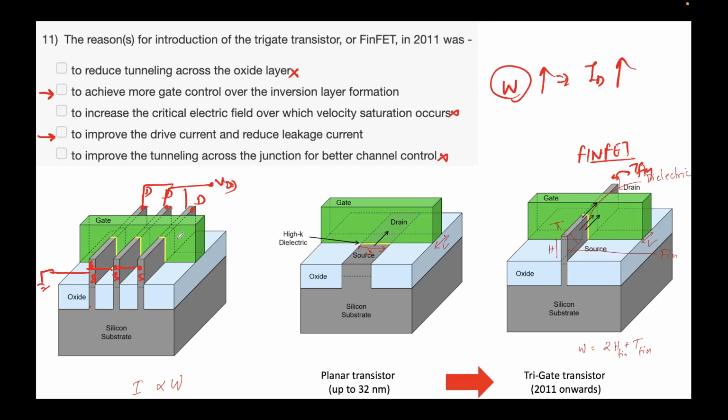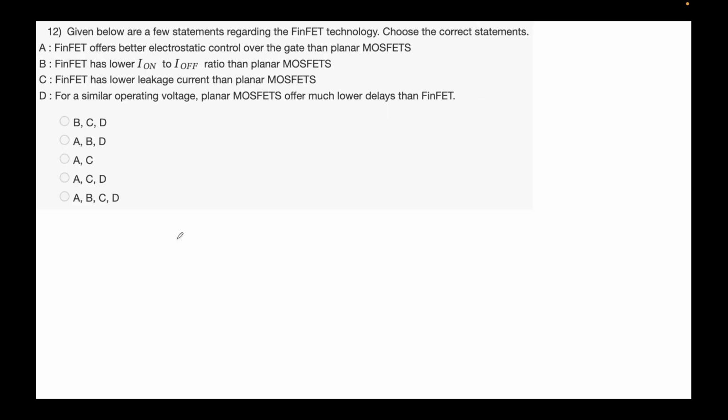So to improve drive current, if you increase the W at a first level, ID should increase because ID directly depends on W. And the leakage current is reduced again because the gate is now much more in control, among other things. Okay, so we have some time, so we will finish this problem and the doubt one of you asked.